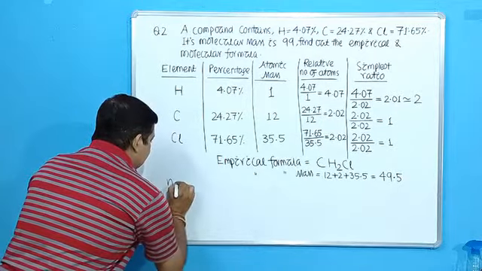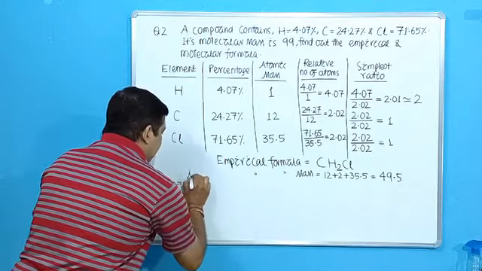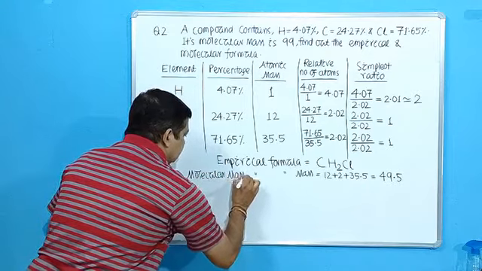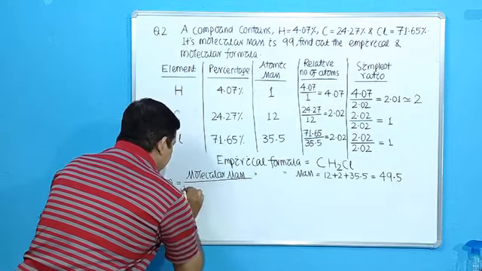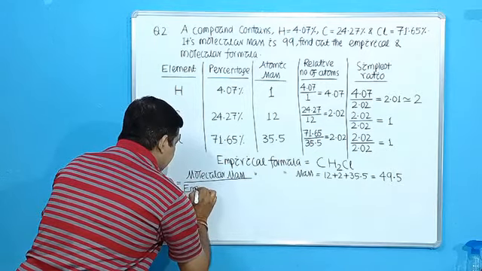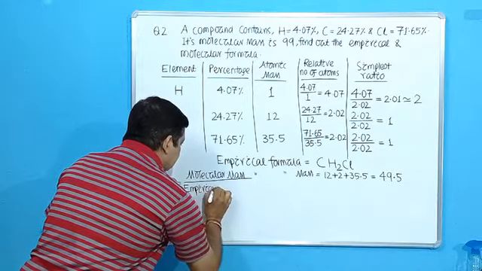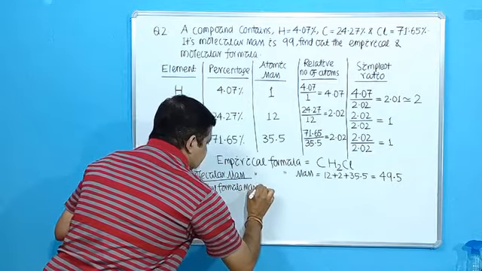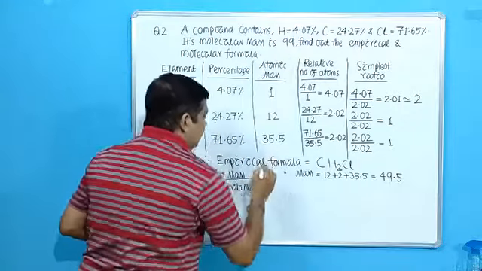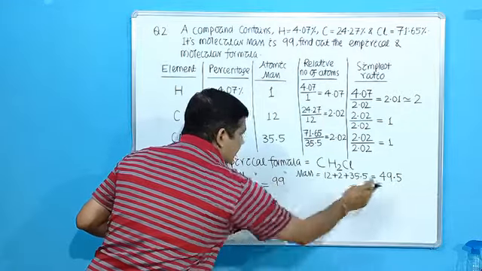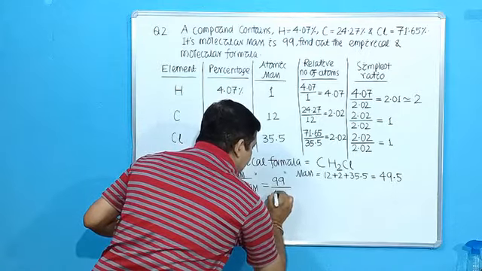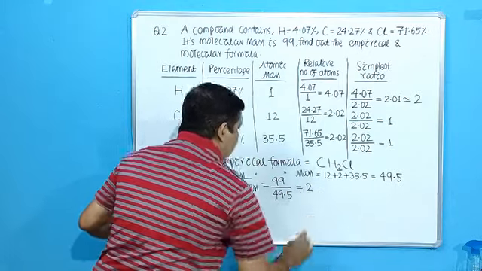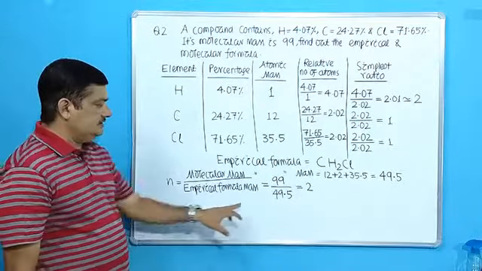Then what is the value of N? N is molecular mass divided by empirical formula mass. Molecular mass is 99, and the empirical formula mass we calculated is 49.5. That means it will be 2, so the whole number is 2.